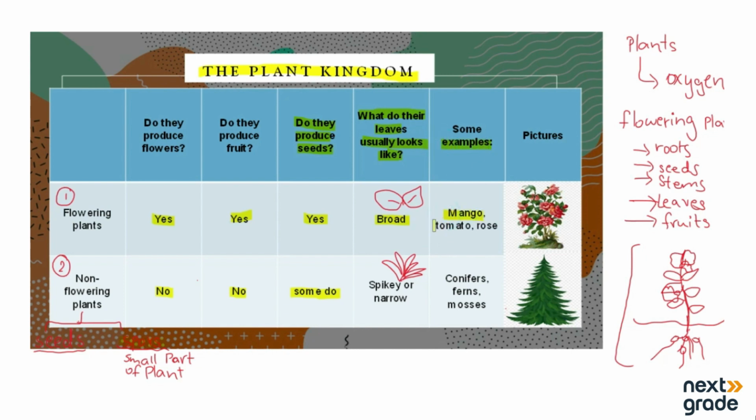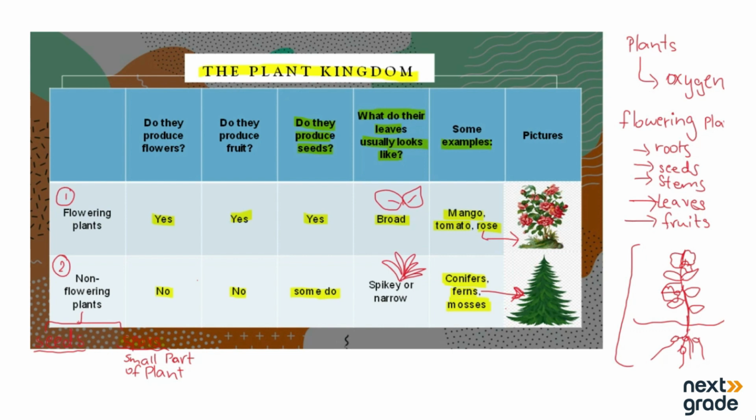So the examples of flowering plants are mango tree, tomato, and rose plant, right? So they are the examples of flowering plants, ठीक है। और इसके अलावा we have the example of non-flowering plants, and they are conifers, ferns, and mosses. They are usually grown in the northern region. And so you can also see the example of pictures given over here. The one with the flowering plants is actually the rose plant, and the second one is the ferns. All right.